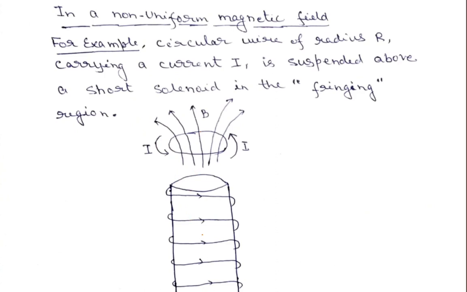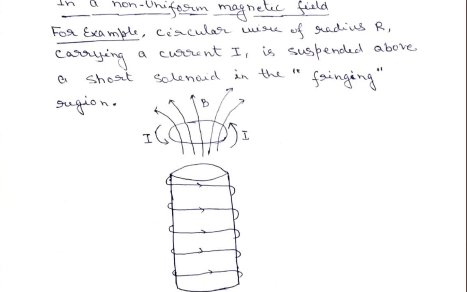Within the solenoid we know that a strong uniform axial magnetic field is there, but outside of the solenoid, if you keep a circular loop, which behaves like a dipole, then the magnetic field will be non-uniform. So this circular dipole will be present in the non-uniform magnetic field. This is an example.